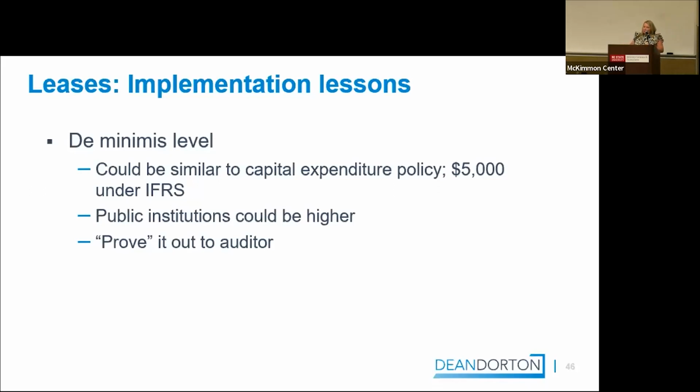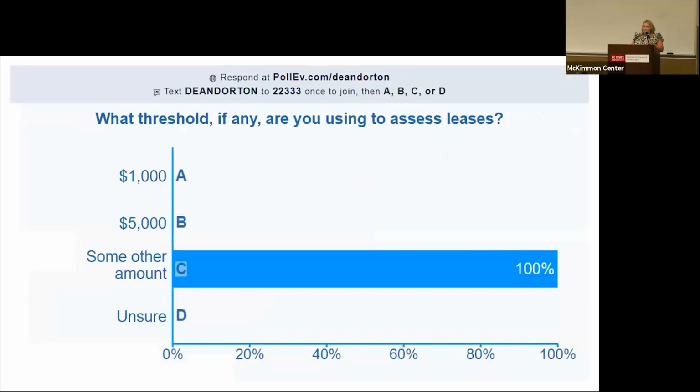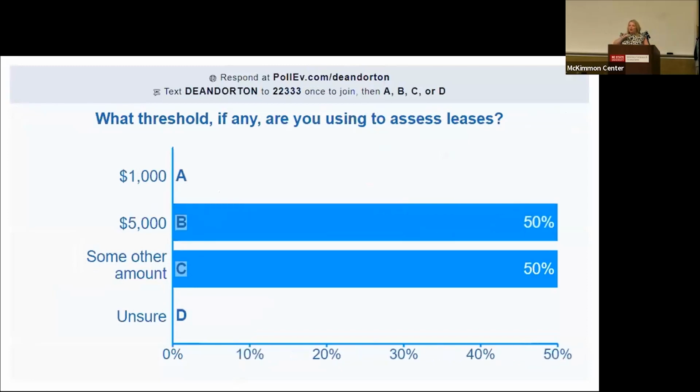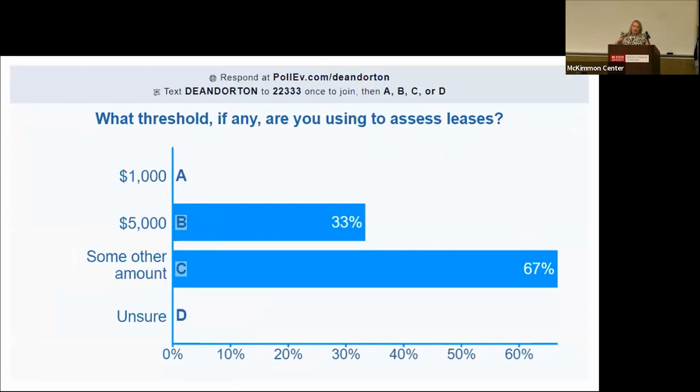All right, so if you've gotten to the point where you've said, okay, we've done our analysis, here's our whole list of leases, this is the threshold we're going to use, this is going to be our policy going forward, what are you using?